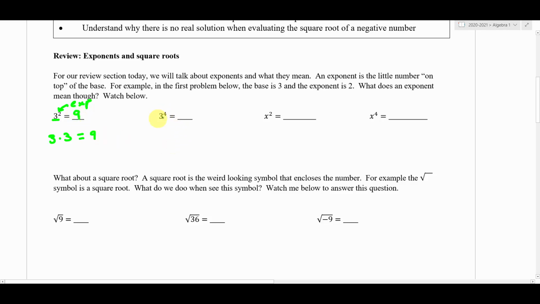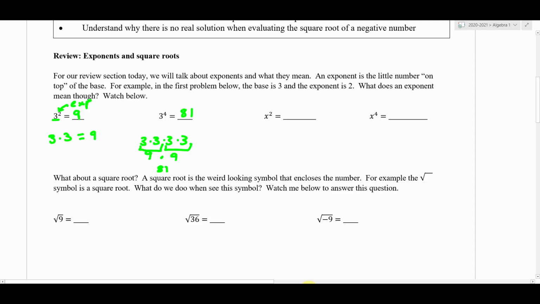Similarly, over here you'll notice the base is 3 and the exponent is 4, so I'm going to take 3 and multiply it by itself 4 times. So I've got 3 times 3 times 3 times 3. That's what this means. 3 times 3 is 9, and then if I do these two, 3 times 3 is 9. So now we have 9 times 9, which is 81. So 3 to the 4th power is 81.